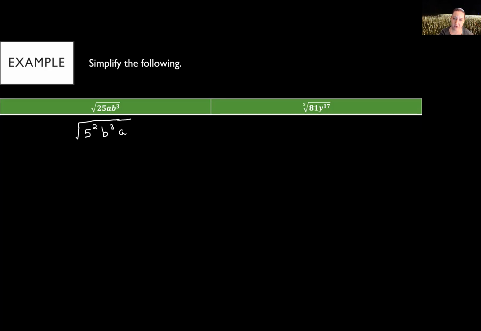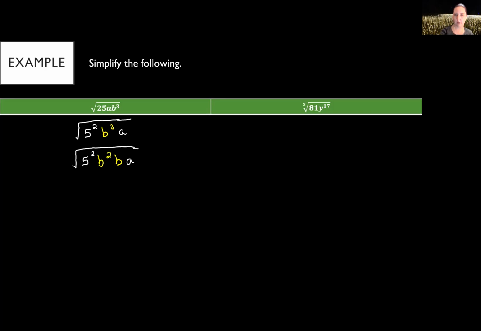So it's a square root. I need my exponents to be divisible by 2. So 5 squared, we're good. We can divide that by 2. The b cubed, we can't. So I need to split that up as a b squared and then a b. So I still have 3 of them, but I've got something I can divide by 2. So I'm going to have 5 squared, then b squared, then b, and then an a. So I've split up this b cubed as b squared times b.